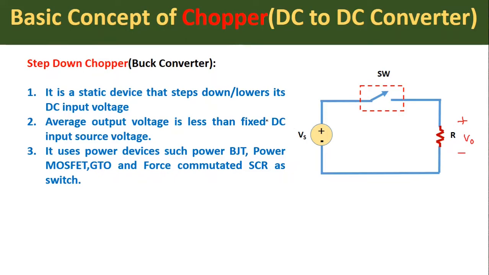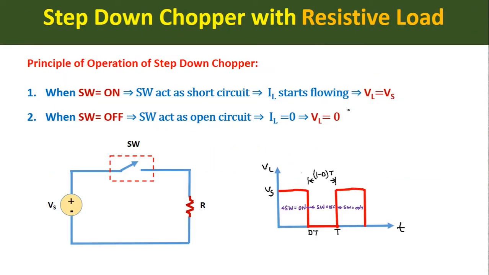Therefore, in this type of chopper, the average output voltage is less than the fixed DC input voltage. Here we have taken the average output voltage as V0. So in the step down chopper, this average output voltage or load voltage is less than the input DC voltage Vs. Here we can see that one switch we are using. This step down chopper uses power devices such as power MOSFET, power BJT, GTO and force commutated SCR as switch.